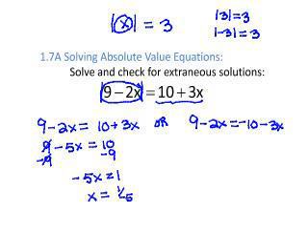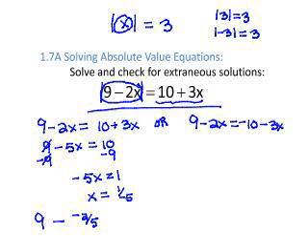Okay? So we've got to check that. So we're going to plug it back in. So I go back to the original equation. We're going to have to take the negative 1/5 times 2. So that'll give us a negative 2/5. And we want to subtract that number from 9. So 9 minus negative 2/5 is 9 2/5.